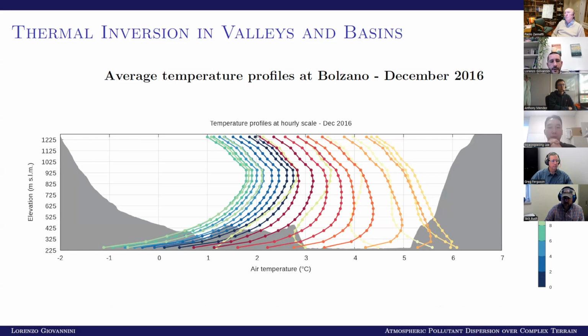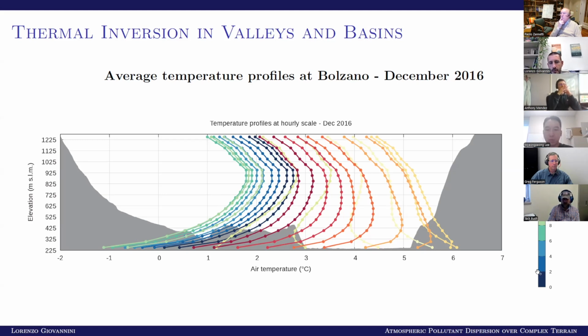These are the average vertical profiles of temperature at different hours of the day. So a sort of diurnal cycle, a daily cycle of the vertical profiles of temperature. You can see that the colors identify different hours during the day. And it is clear that during the night, we have the development of a rather strong thermal inversion, with this increase of temperature in the layers of the atmosphere closest to the ground.